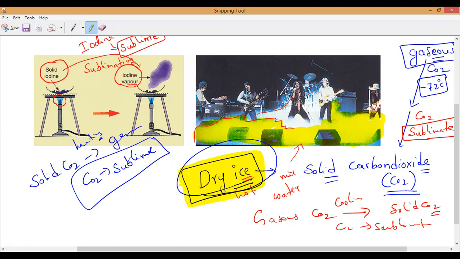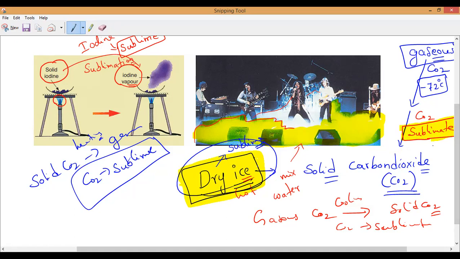Why am I calling it sublime? Why can't I call it a sublimate? That is my question. Because it is not converting from gas to solid. It is converting from solid to gas. That is why it is called what, guys? Sublime. Understand? Sorry, solid to gas is why it is called sublime.